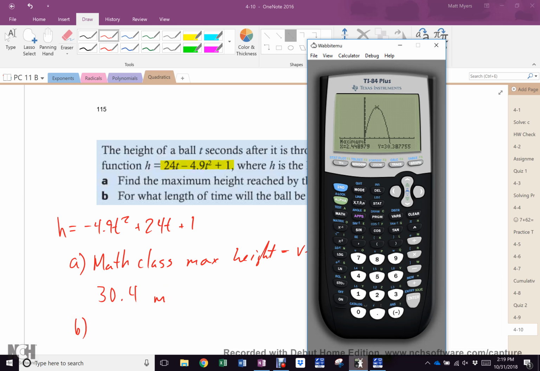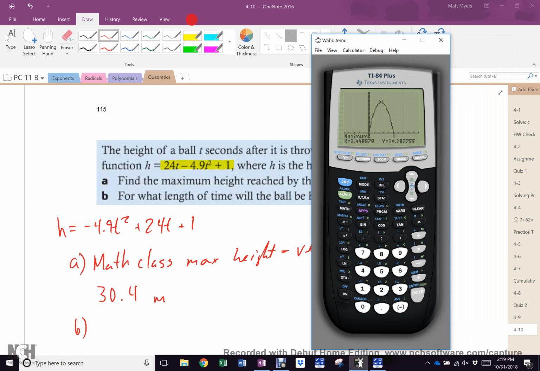For what length of time will the ball be higher than 20 meters? That's trouble, hey? Where am I measuring meters? On y or x? On y, correct? And I want to know when the ball's going to be higher than 20 meters, yeah? So how can I put another line on this graph that will be at y equals 20 meters? What will I enter?